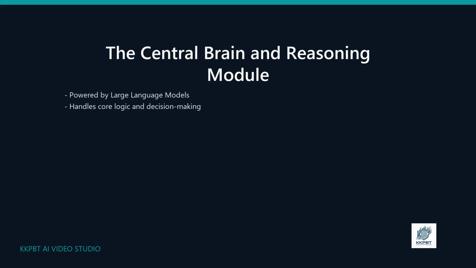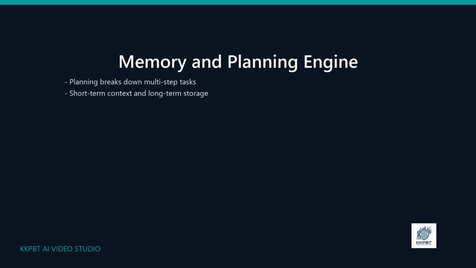At the core of the architecture is the brain. This central reasoning module, often powered by a large language model, processes user requests and decides what to do next. To solve complex problems, agents need planning and memory. The planning engine breaks big tasks into smaller steps, while memory stores recent context and long-term knowledge.